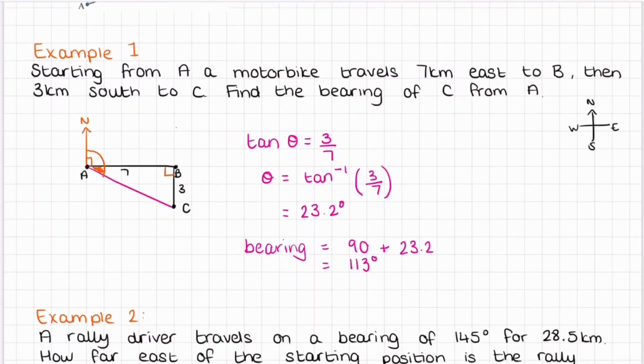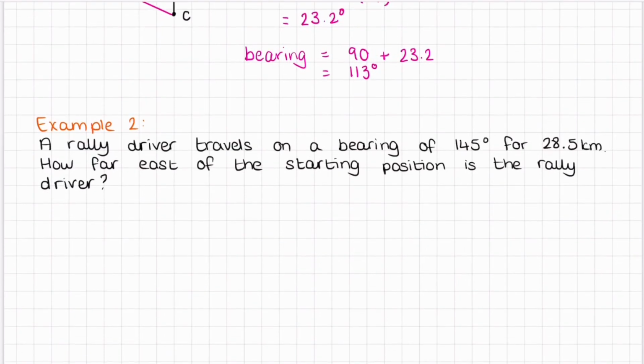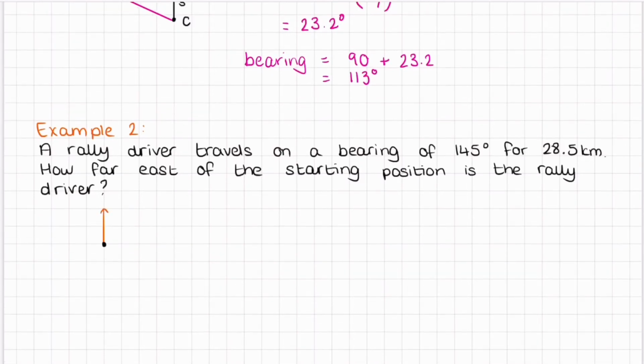All right, next example. So we have a rally driver who travels on a bearing of 145 degrees for 28.5 kilometers. How far east of the starting point is the rally driver? So we need to draw a diagram. So we need a point where the rally driver is starting. I'm going to say the rally driver starts here, and he travels on a bearing of 145 degrees. So you've got to remember our bearing always starts from north and it's going 145 degrees. So if you work out where 145 degrees is, it's going to be somewhere in here. So he travels down here for 28.5 kilometers.